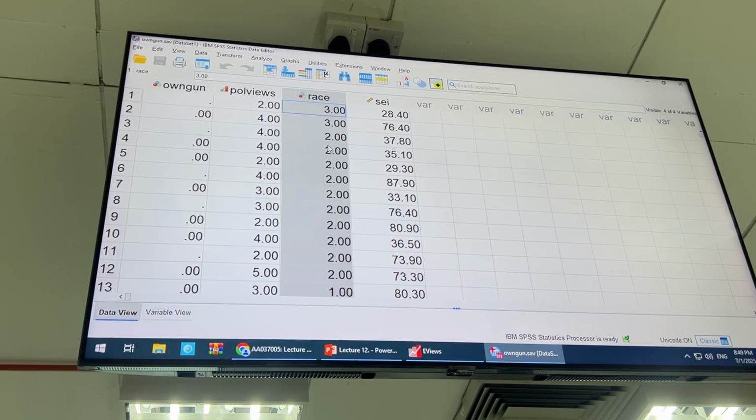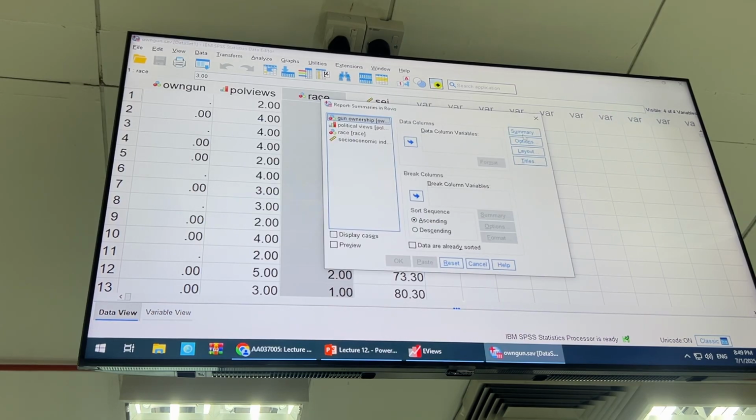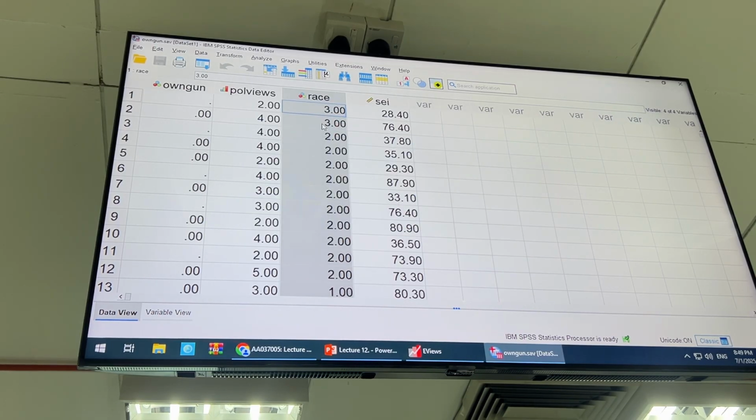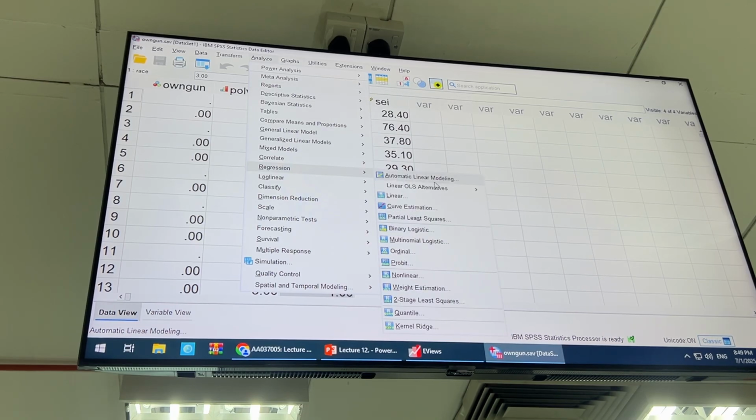So in SPSS, what you can do, you go to Analyze. For this one, we can just use the original variable. Don't need to convert to a dummy variable. So 1 for white, 2 for African, 3 for other. So you go to Analyze, Regression, Binary Logistic.